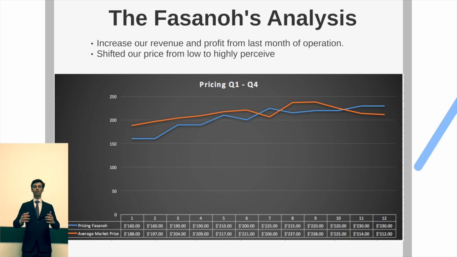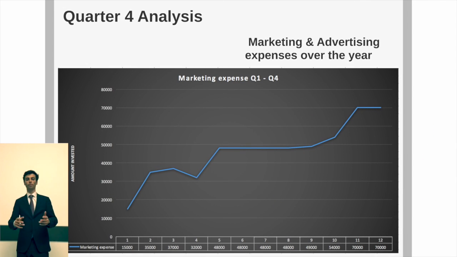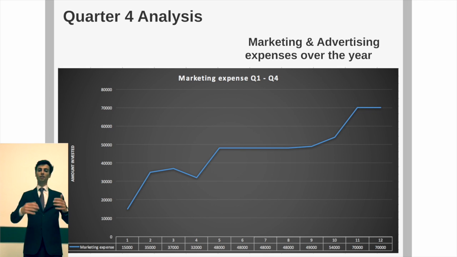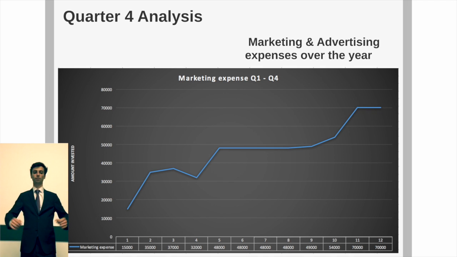In fact, the $70,000 investment from October made us drop our GOP for November. Nevertheless, this investment flourished as the December revenue and GOP went up again. We believe that this result could have been better, but still remained correct for low season operation.